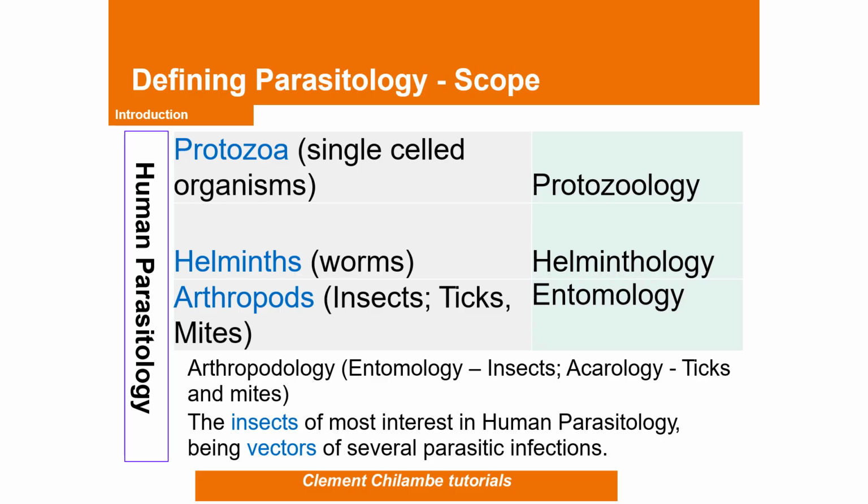So look at what we have here. The arthropodology as a scope has entomology, which refers to insects, and then arachnology, which refers to ticks and mites. So entomology and arachnology make up this scope, which is arthropodology. That is very important to know. Okay.